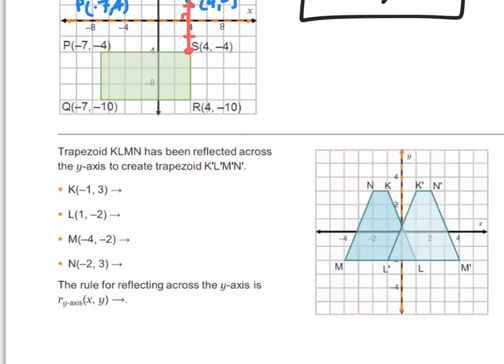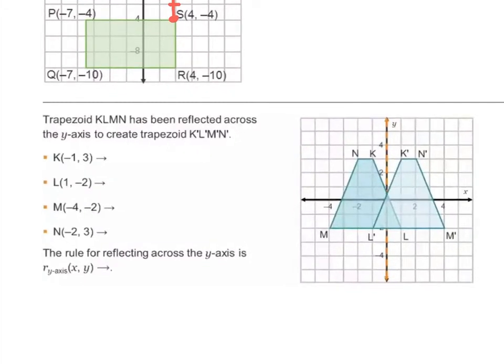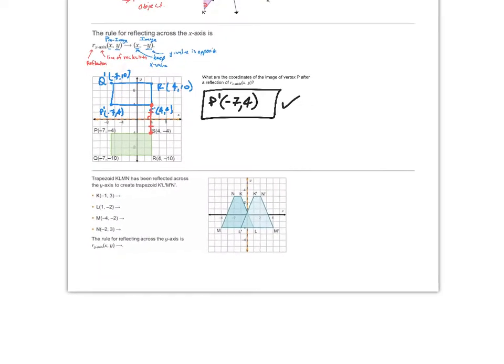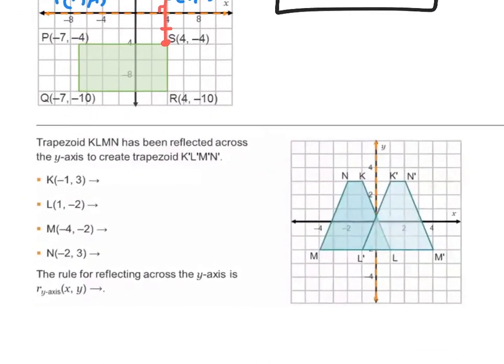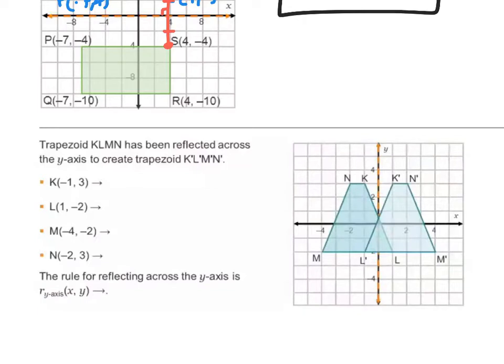Let's take a look at another one. Trapezoid KLMN has been reflected across the y-axis to create trapezoid K prime, L prime, M prime, N prime. Now what we're doing here is something a little bit different. We're going to reflect this across the y-axis, and I want you to see what changes here. Point K is the point -1, 3. What's K prime? That's the point 1, 3. So K gets mapped to K prime, the point 1, 3. It's kind of interesting.